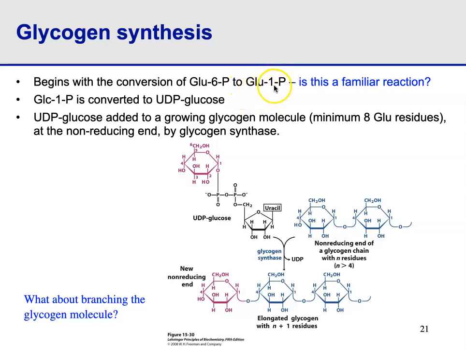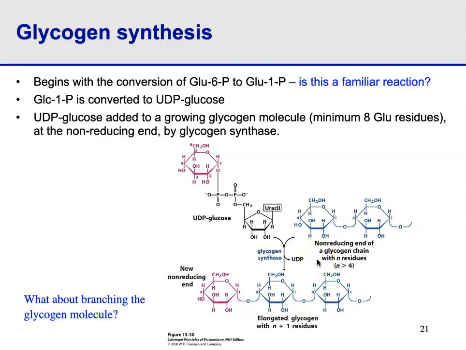Now the resulting glucose 1-phosphate is then converted to UDP glucose. And then UDP glucose is now the substrate for glycogen synthase that uses it to add that activated glucose to the growing chain, or the growing glycogen chain, and UDP here is released.